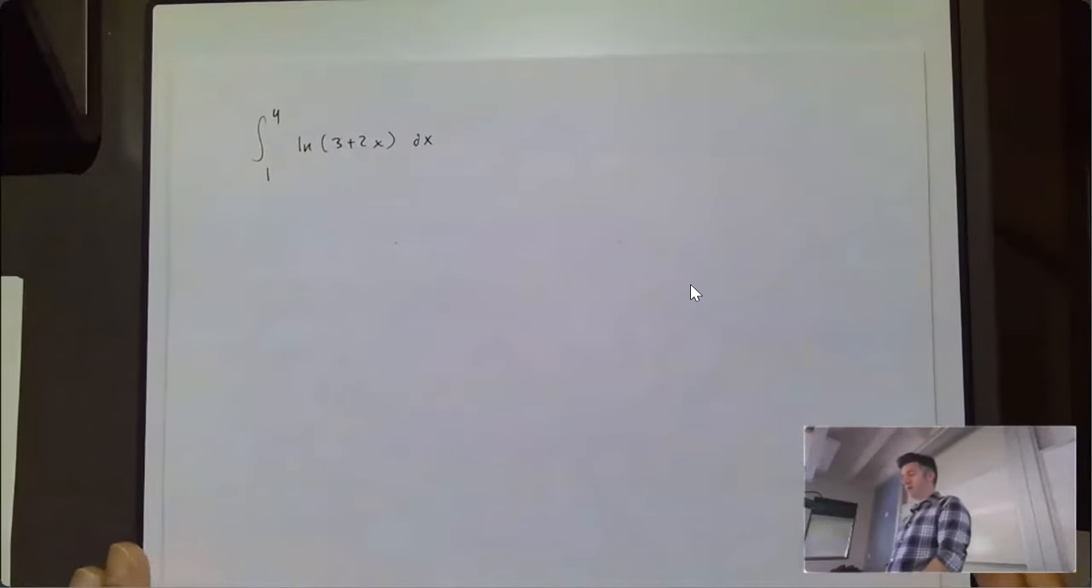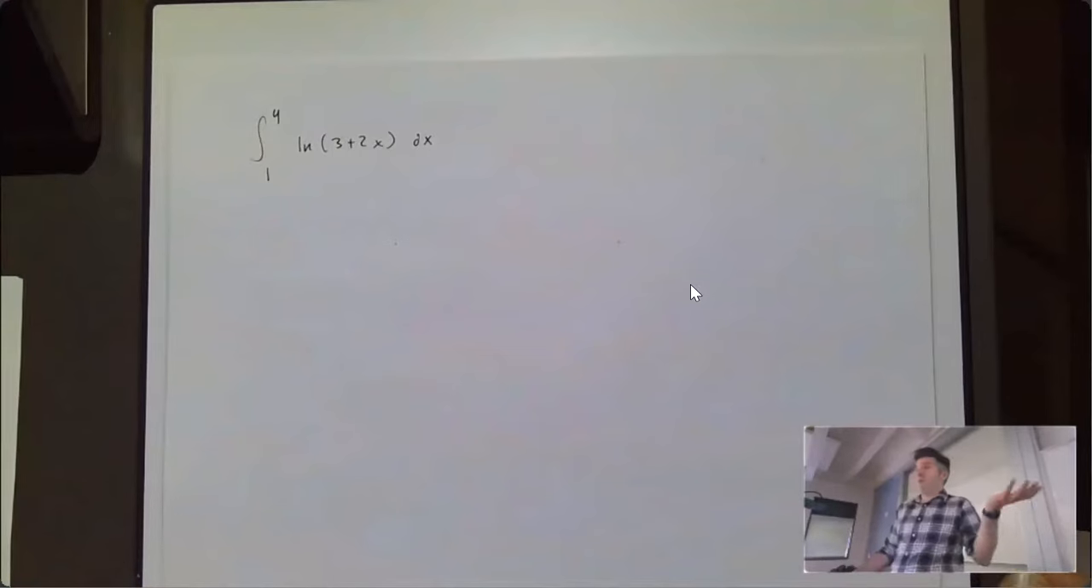So whenever you're integrating the natural log of some linear function of x, you have a couple ways you can go. We could do a u sub first. We could totally let u equal 3 plus 2x and then just integrate the natural log of u. Or we could just do integration by parts straight away. It doesn't matter which way you do it. Let's do it both ways.